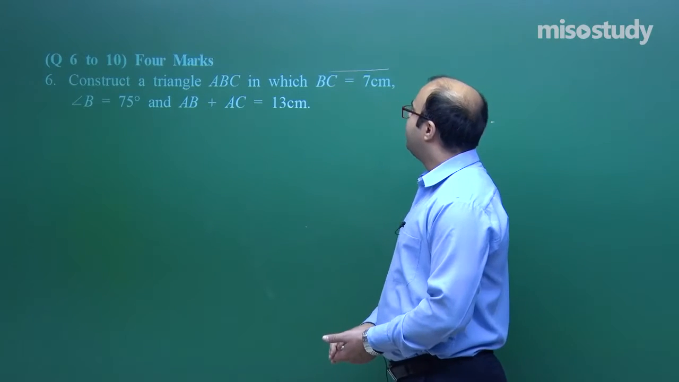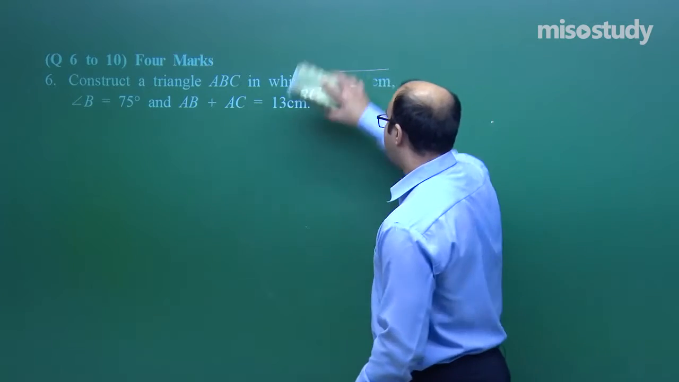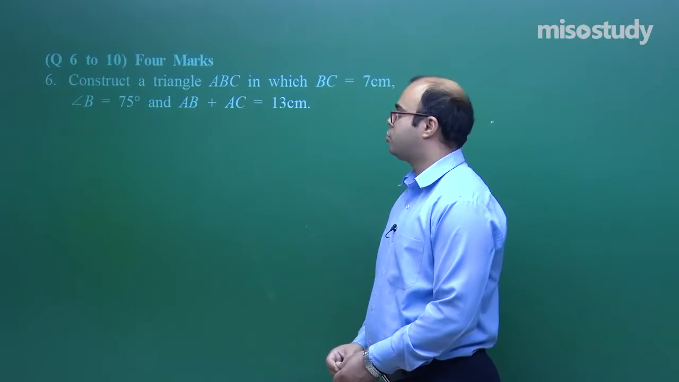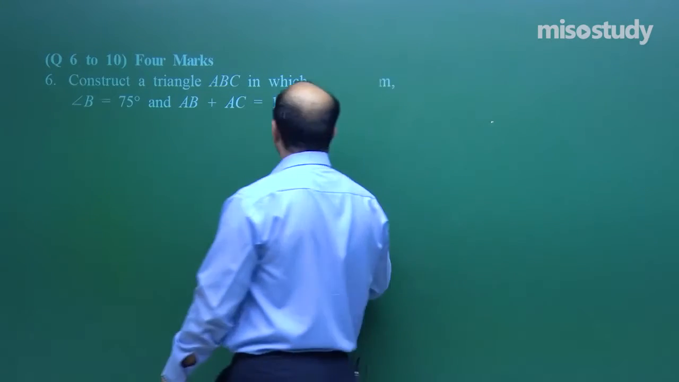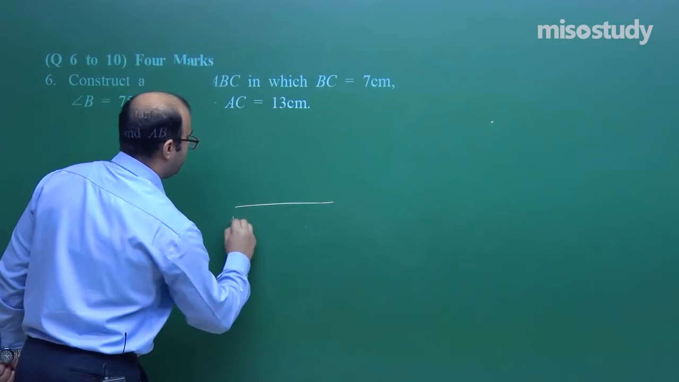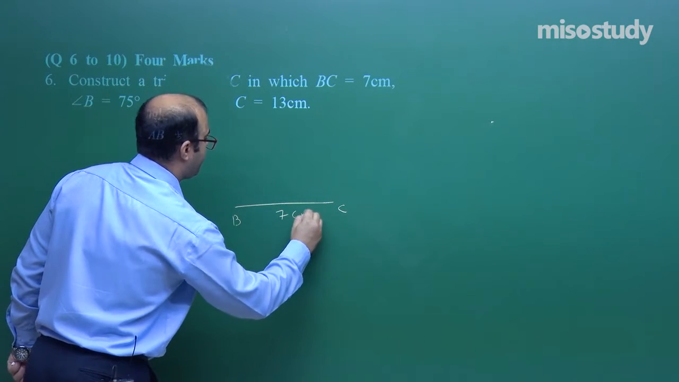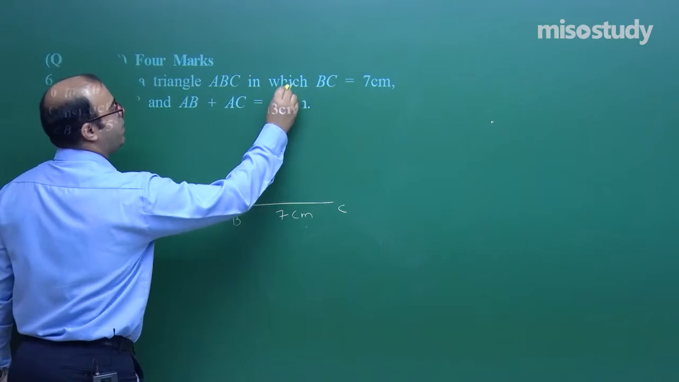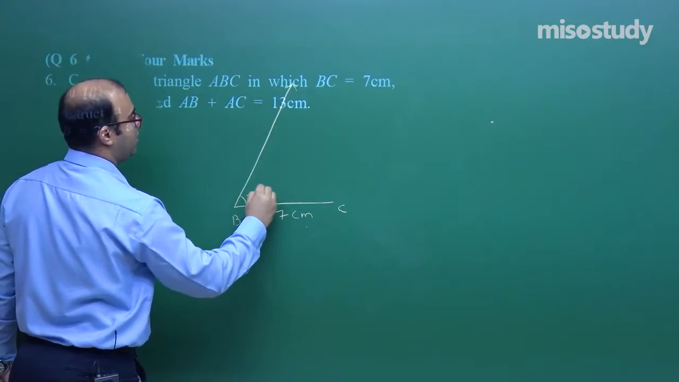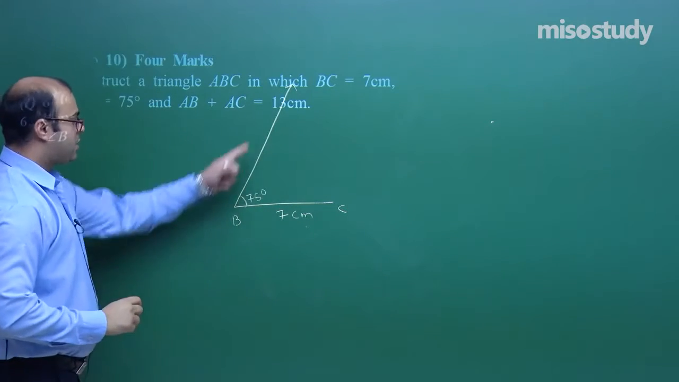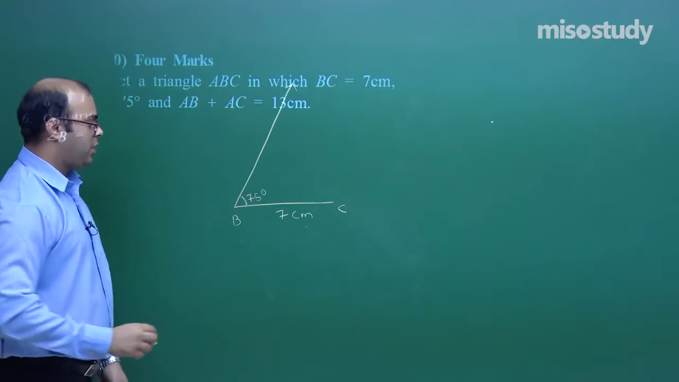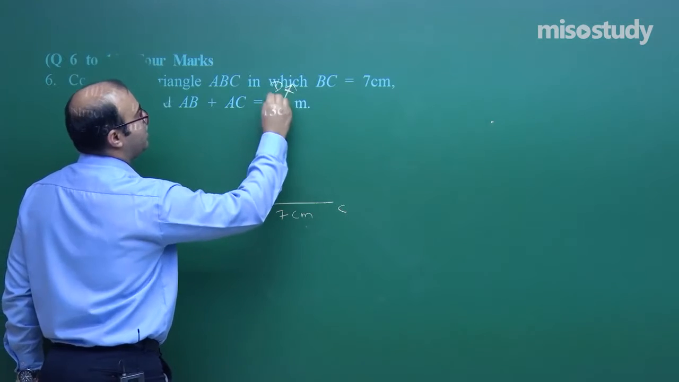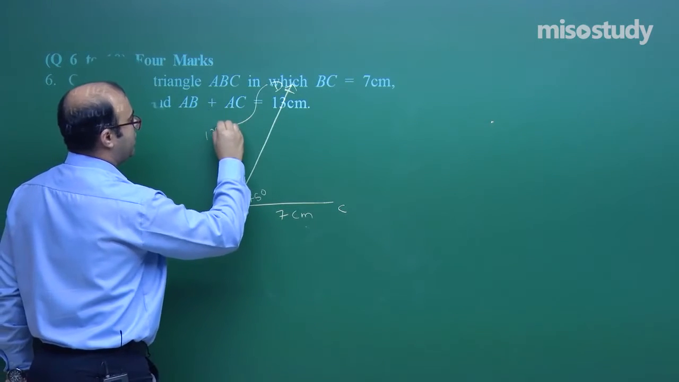Construct a triangle ABC in which BC is equal to 7 centimeter, angle B is equal to 75 degree and AB plus AC is equal to 13 centimeter, students. So how do we do this? We have been given a base. Let us draw this base BC which is 7 centimeter, and we have been given angle B is equal to 75 degree. We take a ray which makes 75 degree with BC. Let this ray be BX. AB plus AC is equal to 13 centimeter. So the length from B till here, let us mark here, D is 13 centimeter. So this length is 13 centimeter.